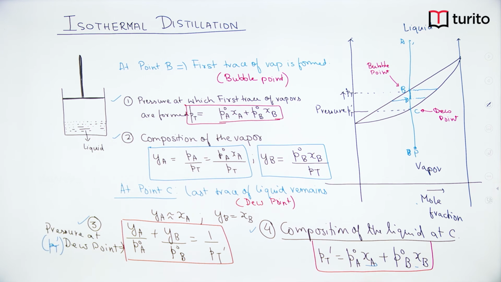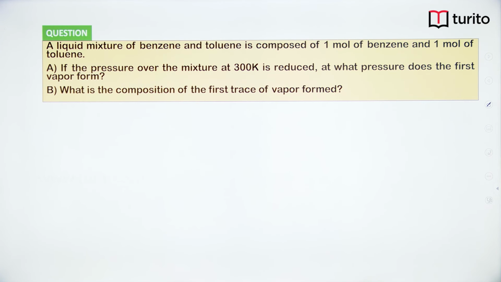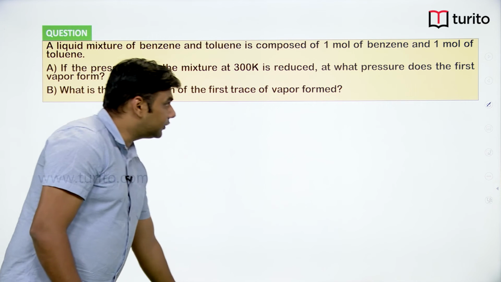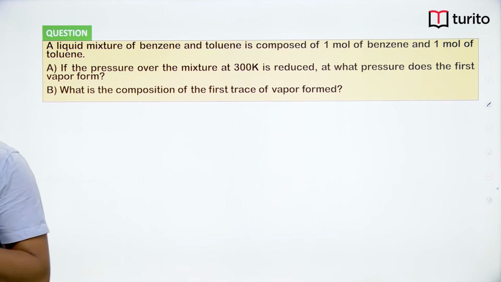So let us look at a question. This is the question, just try to solve it.